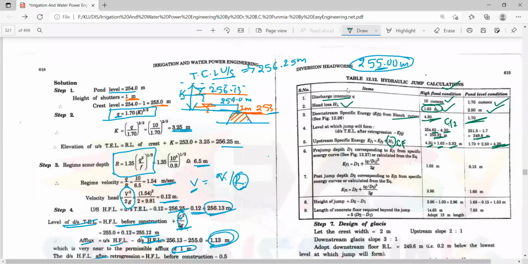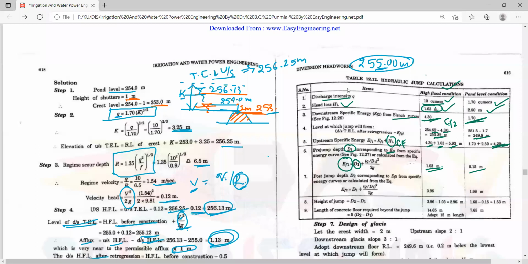Substitute the values we have, the EF1 value, the Q value, and all these, and you are going to get the D1 value. So the D1 value is 1.03 meters for the high flood level, and for the pond level it becomes 0.15 meters. Similarly, post jump, after the jump, to calculate D2, substitute the EF2 value here, substitute the Q value, and you are going to get the D2 value.